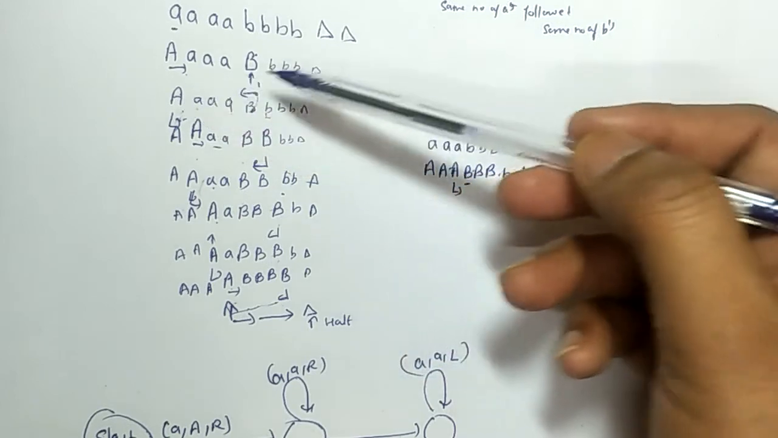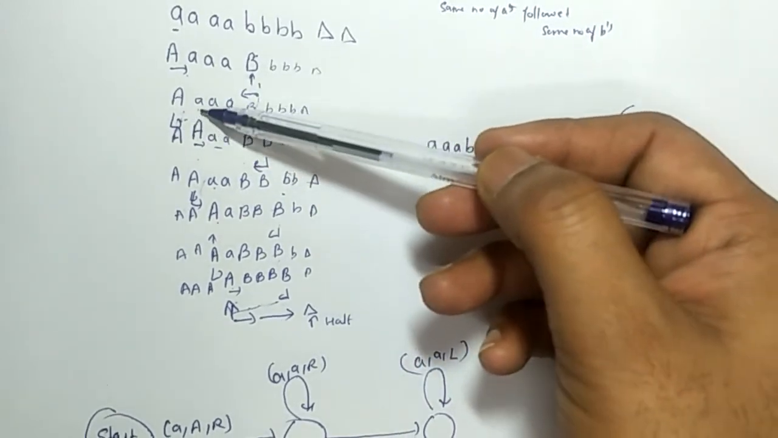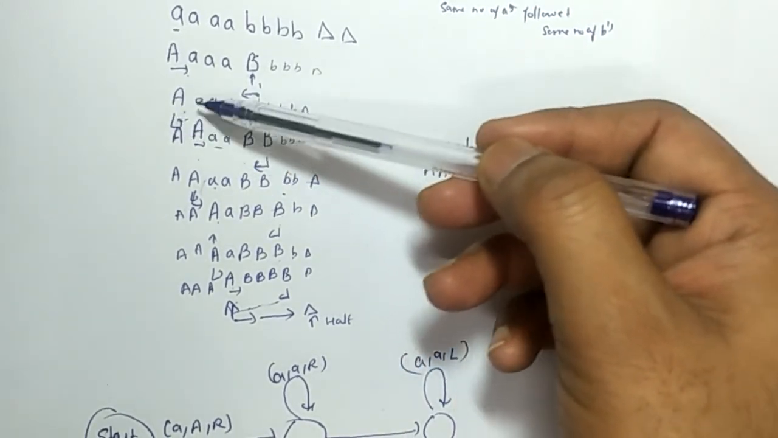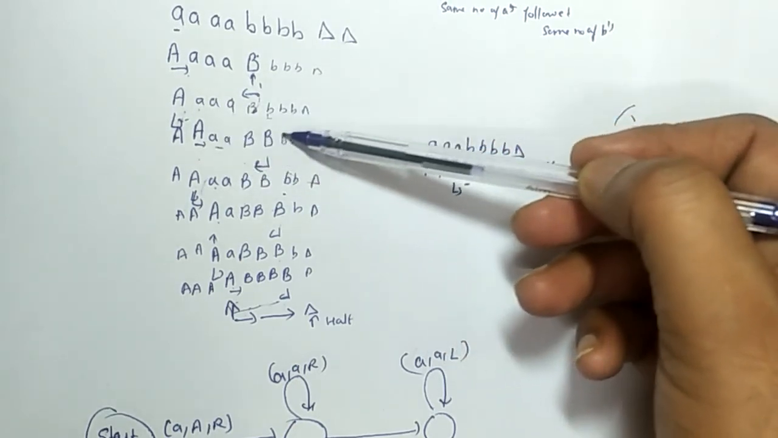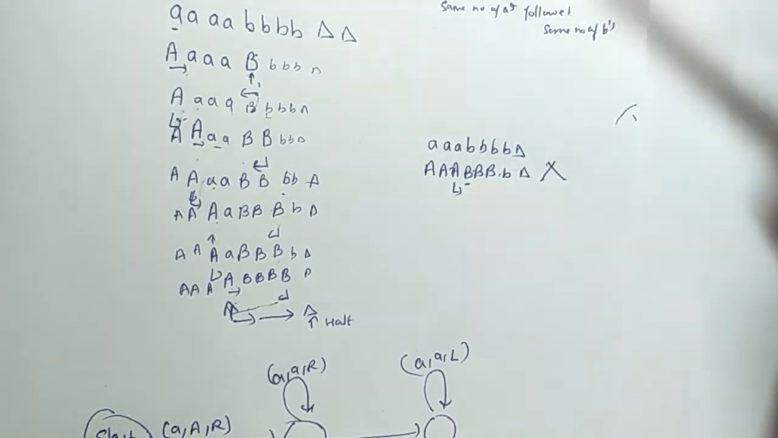You marked one A, one B, reaching to this place, and in the right of this there is a small a, you can change this to capital A and move forward to find another small b.